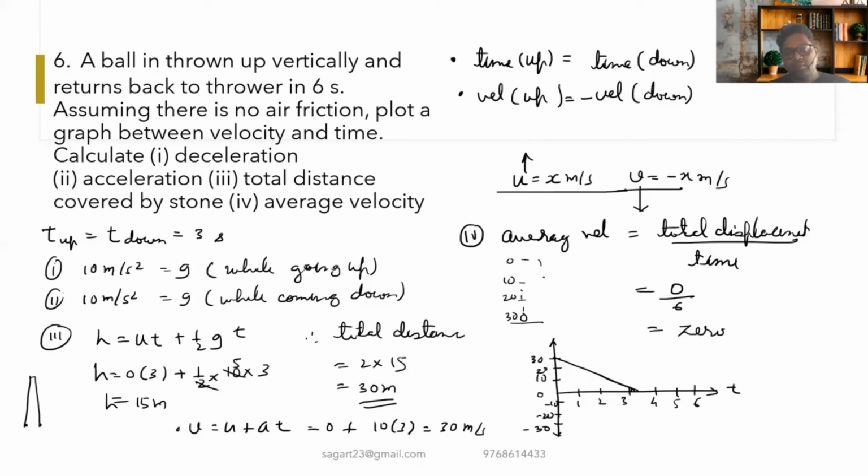Now, while it is coming down, it becomes 10, 20, and 30 again. But this was going up, this was coming down. So at 4 seconds, it becomes minus 10. So at the end of 6 seconds, it will become minus 30. So this is the graph of velocity and time.